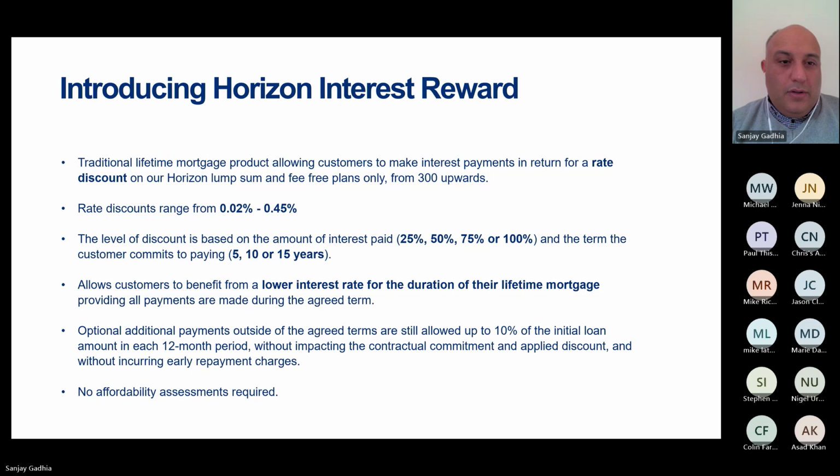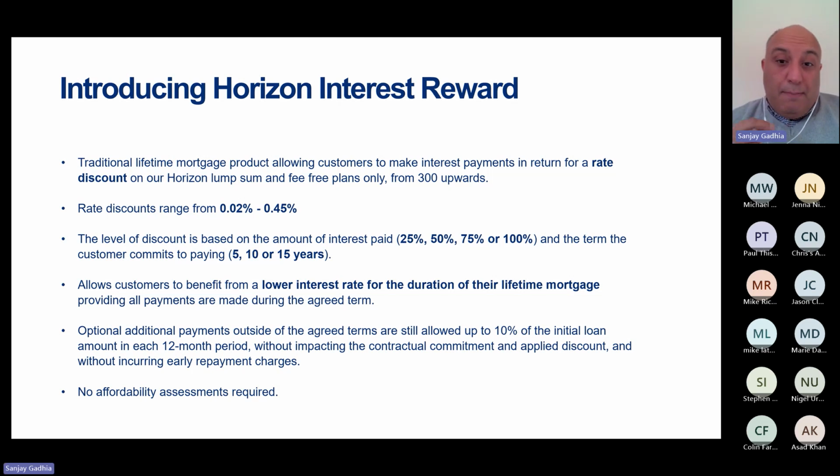only. So dependent on how much interest your customer wishes to serve, and for ourselves, these are discrete percentages of either 25, 50, 75 or 100%, and the term that they wish to pay it for, which is 5, 10 or 15 years. And these are discrete also. But dependent on what percentage and which term your customer opts for, the discount ranges from 2 bips to 45 bips.